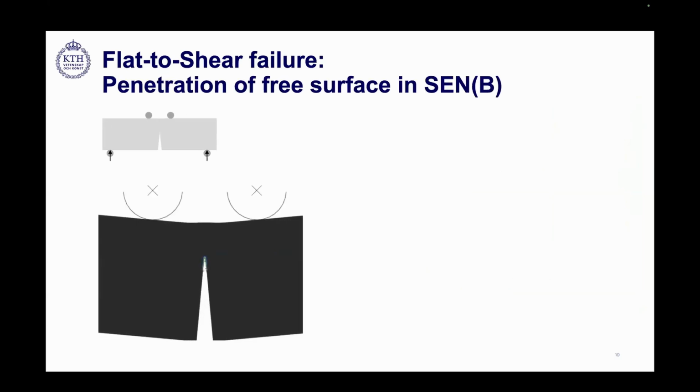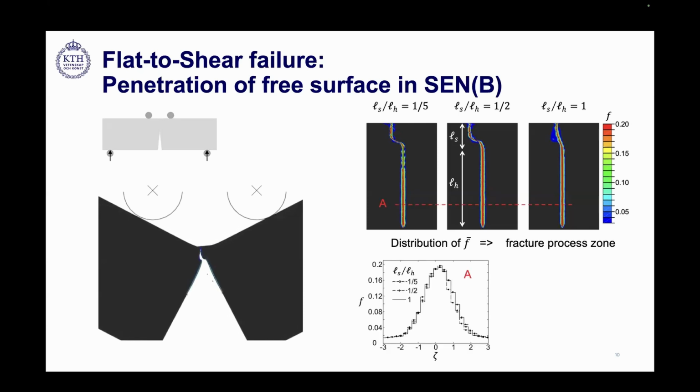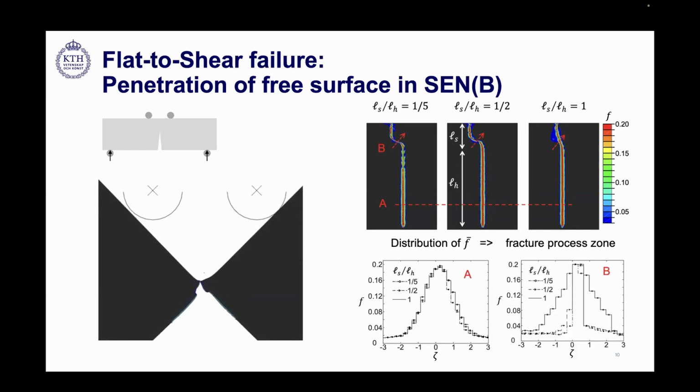And if we look at the penetration of the free surface, you can also see that at the beginning, when the specimen is opening up, it's mainly determined by the hydrostatic length. No matter how much we change the shear length, it will not affect the width of the crack. However, in the transition region, you can see it really depends on the shear length.